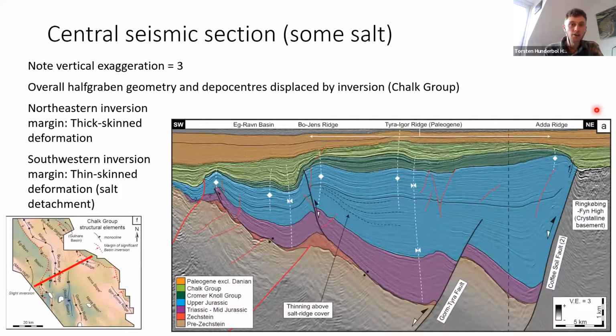So let's start off with this section here, which goes down through the central part of the study area. Here we basically have some salt. You'll see the major rift-bounding master fault here, the Coffee Soil fault, segment number 2. And maybe there's a bit of salt here, not too much.